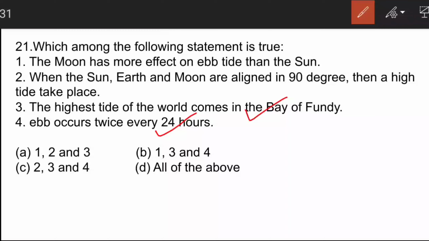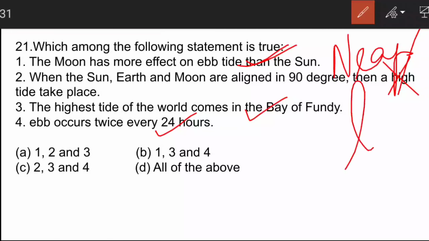The moon has more effect on ebb tide than the sun. This is also a correct statement. Don't think that the moon is small, so its attraction will be less. No, the moon has more effect because of its closeness. When the sun, earth and moon are aligned at 90 degrees, then neap tide takes place. Neap tide, or low tides.